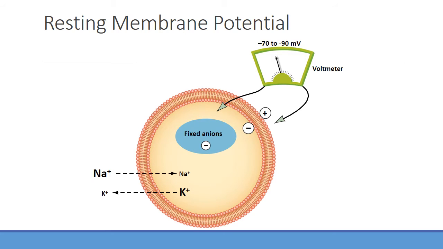Okay, just another picture kind of showing you why we're saying mostly negative. Mostly is due to those fixed anions. And again, think about things like proteins. They can't really get out of the cell very easily, so they're going to be fixed there within the cell as long as that membrane is intact.